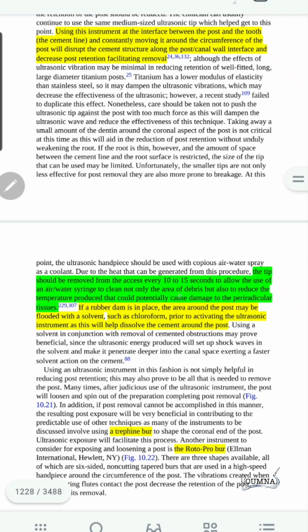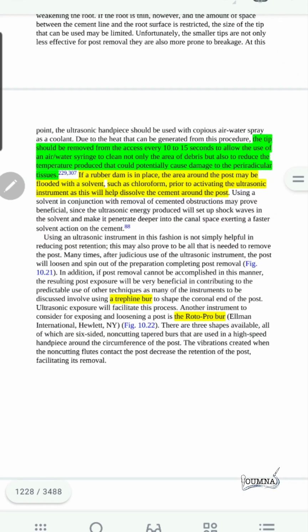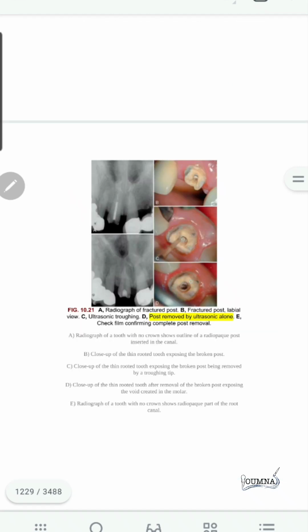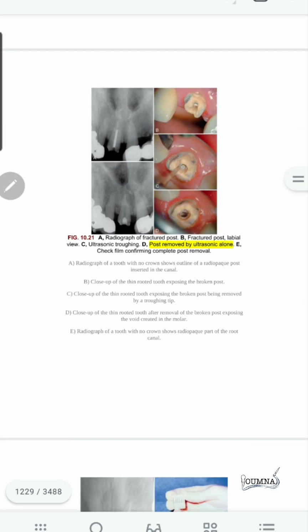It is important that our ultrasonic strikes do not exceed 10 to 15 seconds, to prevent any heat damage to the periodontal ligament. Chloroform can be used to dissolve the cement around the post before we activate the ultrasonic instrument. This post has been removed by an ultrasonic tip. We insert it in the space between the cement and the post and do a round motion around its circumference until it gets loose, and we grab it out.